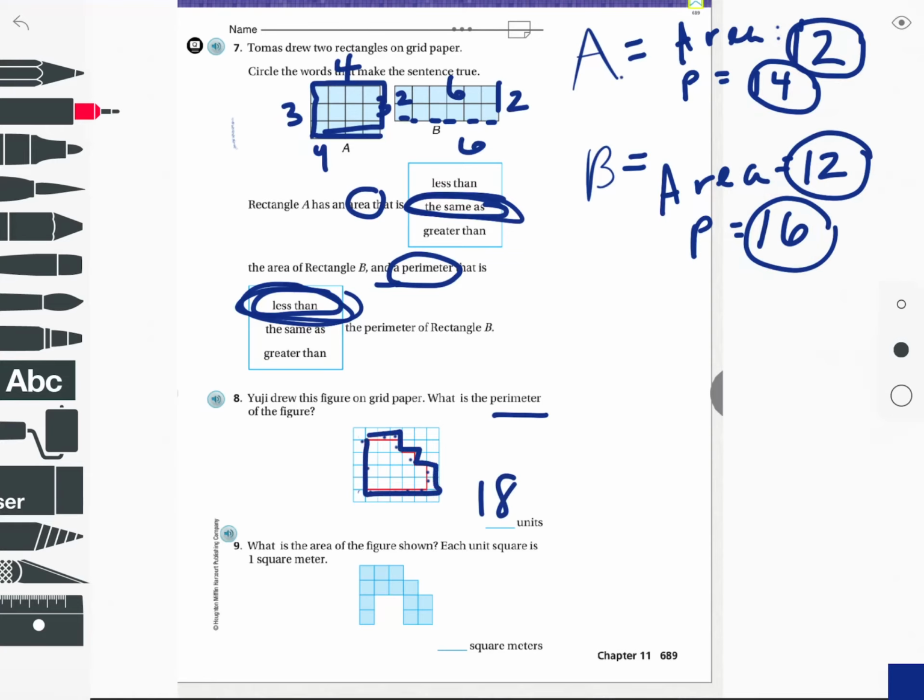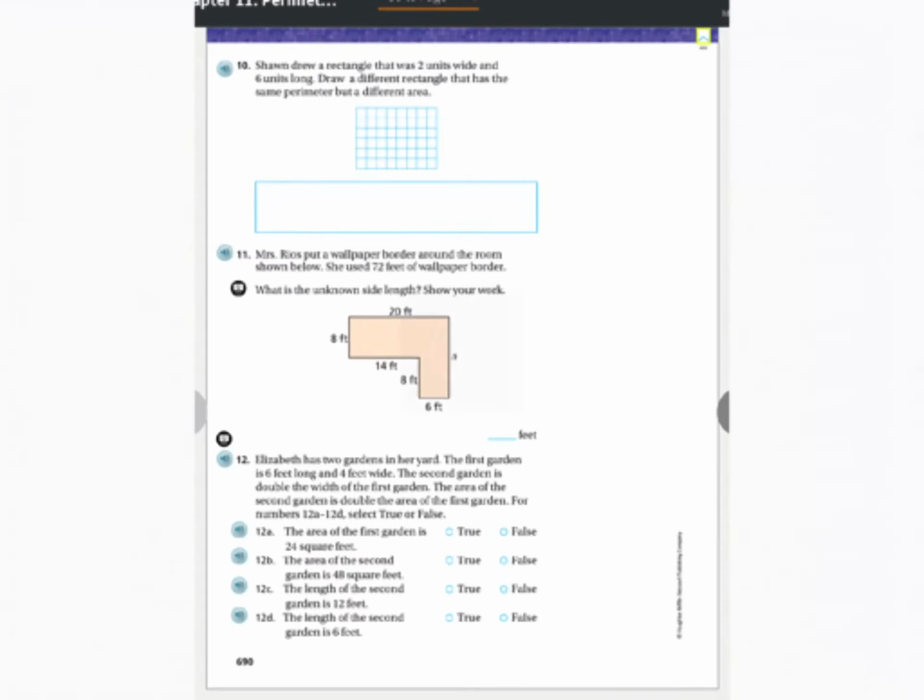That's for number 8. Number 9, what is the area of the figure shown? Each unit squared is 1 square meter. If I wanted to, I actually could divide this into different squares and add up the inside, or I could just count. I'm going to count the inside. 1, 2, 3, 4, 5, 6, 7, 8, 9, 10, 11, 12, 13. So the area of this figure, the inside, is 13 square meters. Okay, let's go on to the next page.